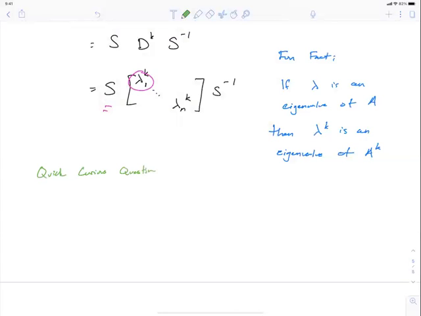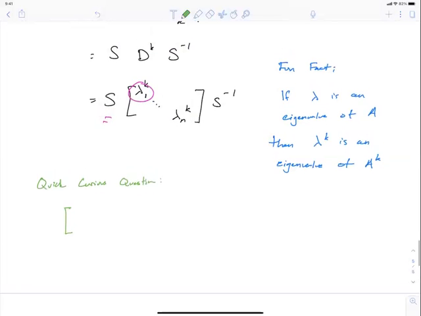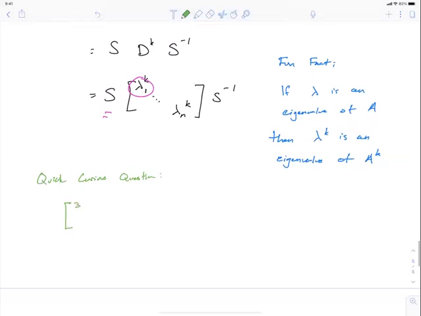Right, so one thing you can do with this is you can ask the question. I'm not going to answer this here, but you can ask, for example, does this matrix right here, in some sense, what's the limit of this matrix as k goes to infinity? Does this go to the zero matrix? Does it go to something else? What does the limit of this matrix look like?